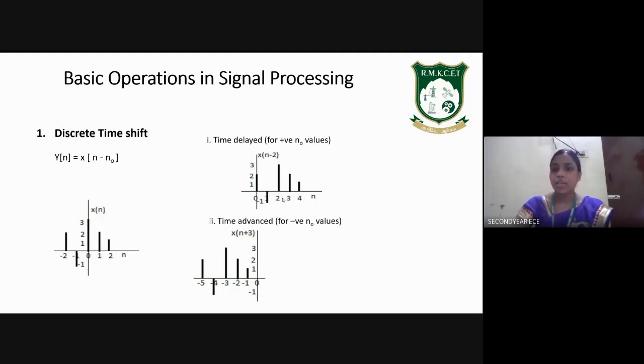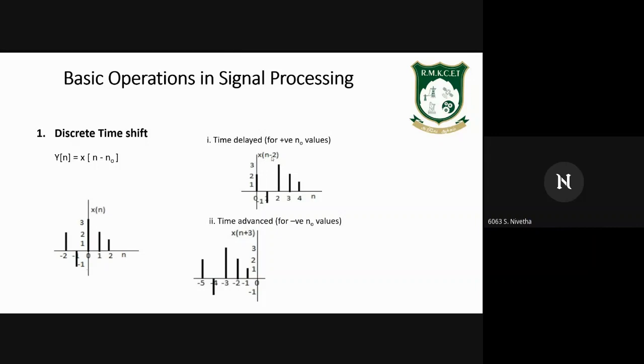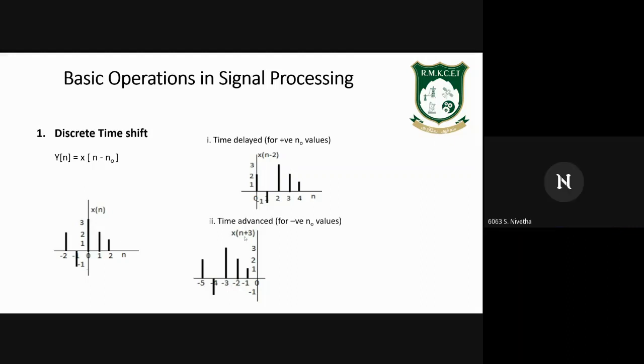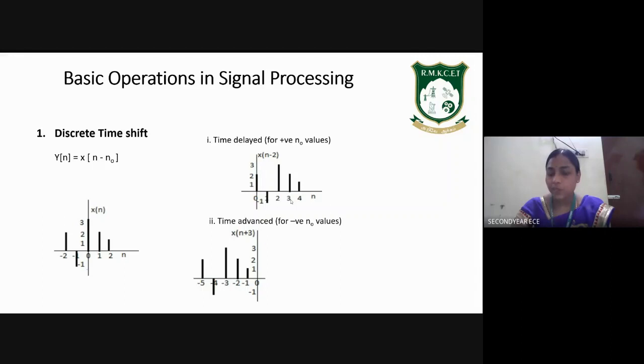And next one, for n is equal to 2, we are calculating now. So put n is equal to 2. 2 minus 2 is what? 0. So x of 0. What is the x of 0? You see the original signal. To get the amplitude value, it is 3. And we have calculated for 2 only. Isn't it, ma'am? Yes, ma'am.